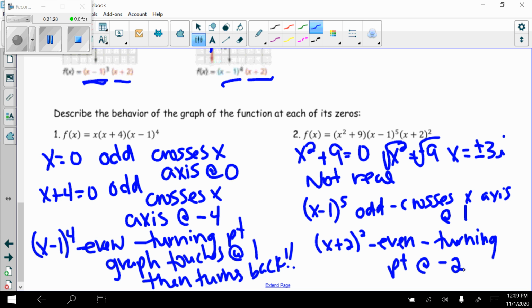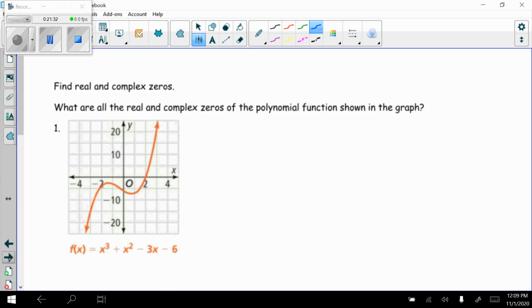All right, let's go to the next page of notes. We're going to do the front side of this, and then that's where we'll stop for the day, and then we'll pick back up with this tomorrow. So find real and complex zeros. What are all the real and complex zeros of the polynomial function shown in the graph?